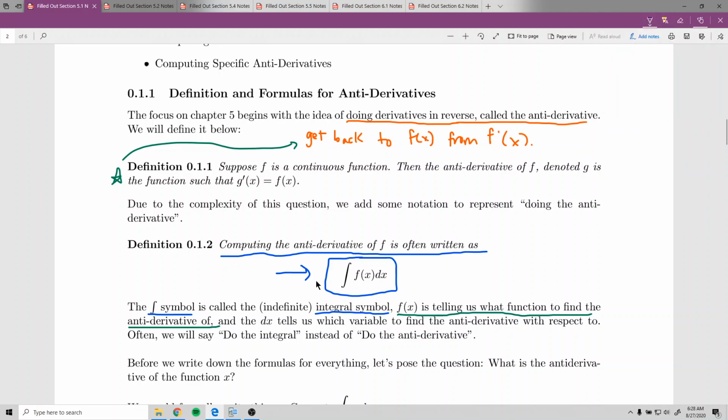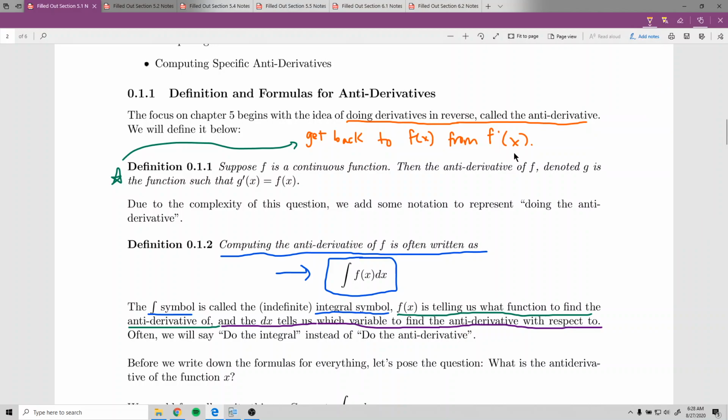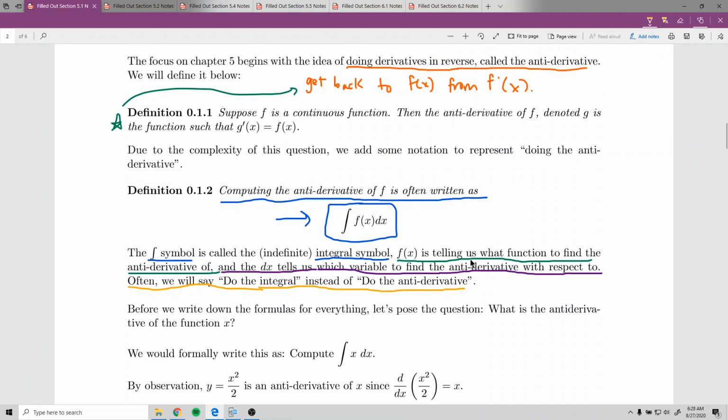And then the last part, the dx, is sort of like when we do the derivative and we write d over dx. The dx is telling us what variable to do the derivative with respect to, and it's the same idea here, but it's the antiderivative instead of the derivative. And you'll find as I go through problems, and this is very standard, we don't often say do the antiderivative. It's just easier to say do the integral instead, because it's quicker to say, but they mean the same thing.